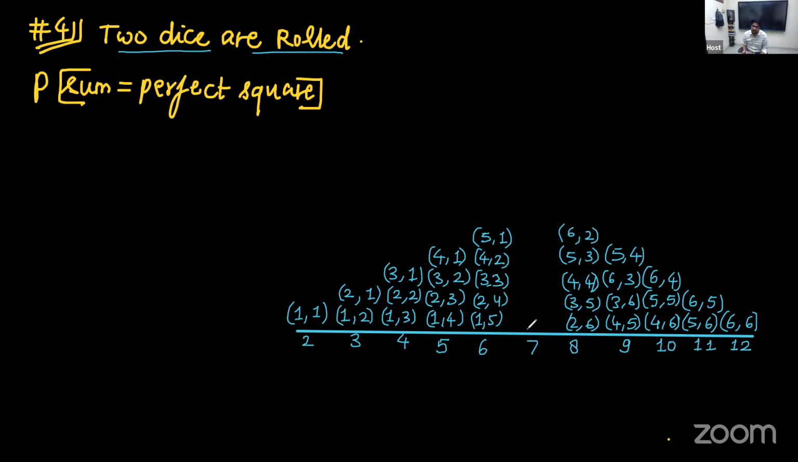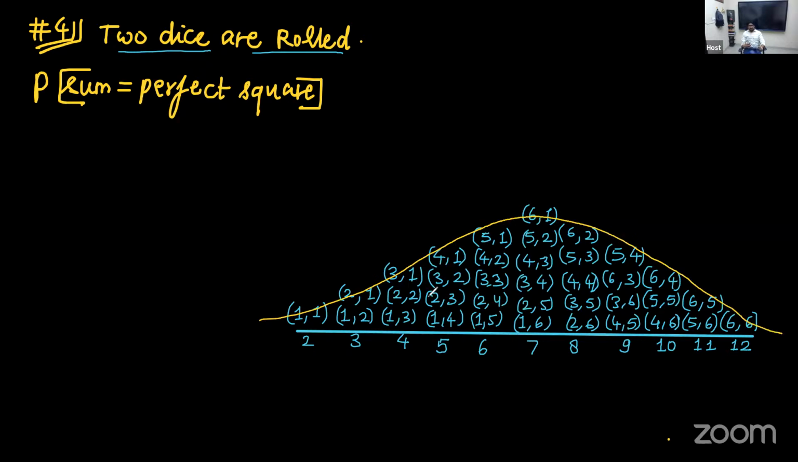And then we are going to have 7. 7 is having 1,6 as one possibility, 2,5 as another, 3,4 as another, 4,3 as another, 5,2 as another, and 6,1 as yet another possibility. Wow, this is such a beautiful pyramid, no? This is such a beautiful pattern we obtained here.